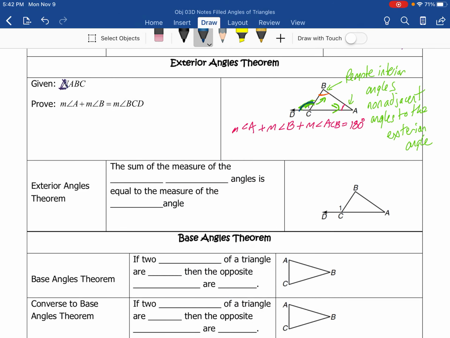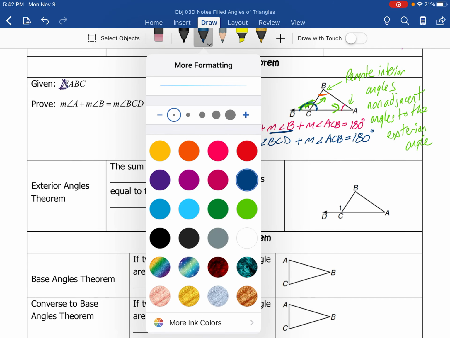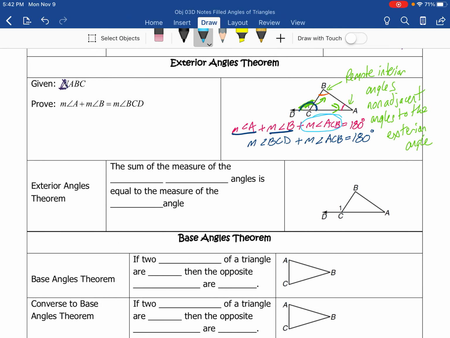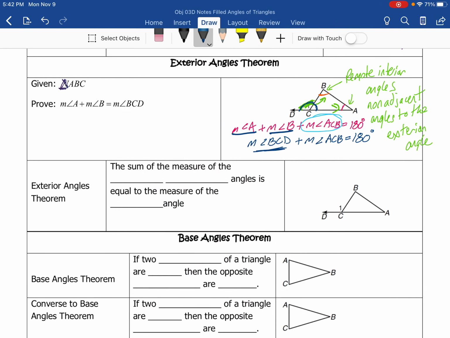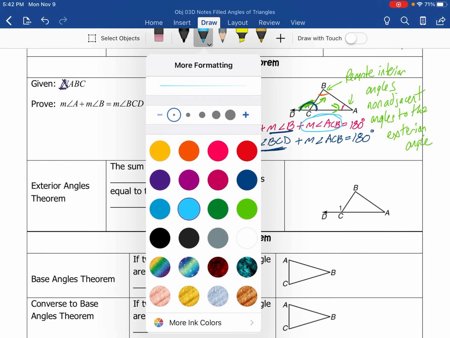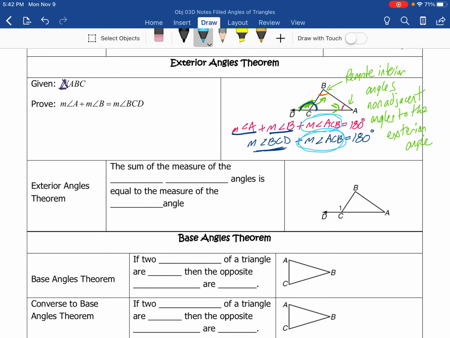I also know that this angle here and this angle here, which I've already talked about, ACB, are a linear pair. And so the other thing that I know is the measure of angle BCD plus the measure of angle ACB is equal to 180 degrees. So these two angles plus this one are 180, and this single angle here plus this one is 180 degrees.